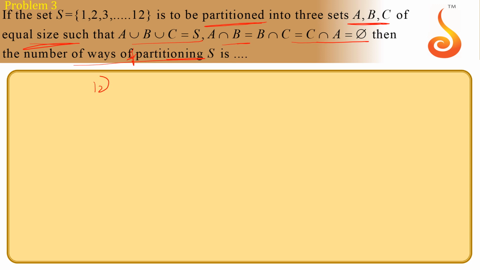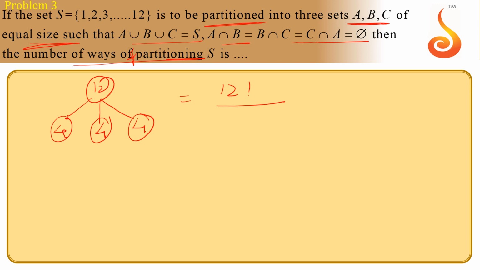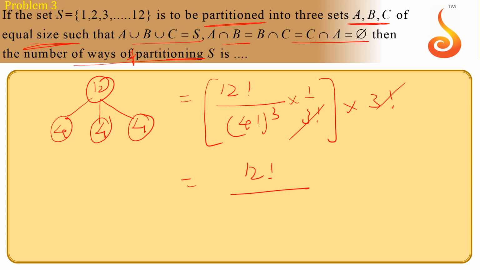So these 12 elements we have to make 3 sets, meaning 3 groups like this. Then you know that this is 12 factorial by 4 factorial whole cube. Because they are equal size, you have to divide by 3 factorial. But they are named as A, B, C, no? That's why again you have to multiply with 3 factorial. So the answer will be 12 factorial by 4 factorial whole cube. That's all. Next problem.